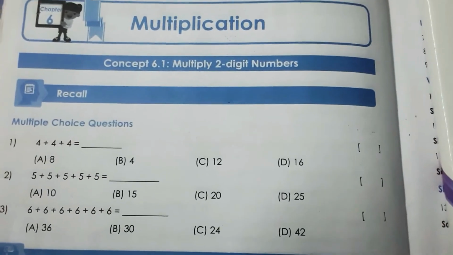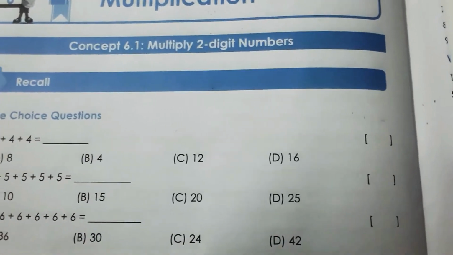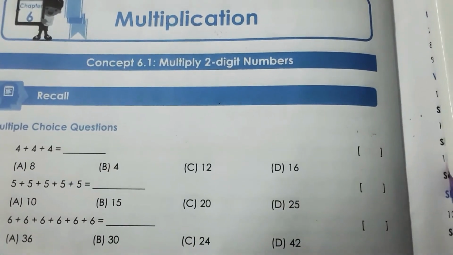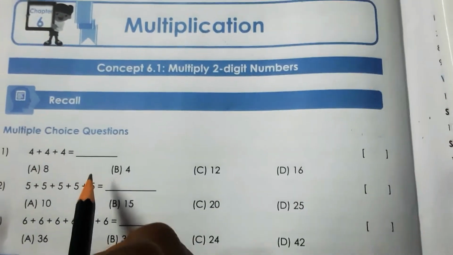Children, now we are going to discuss our workbook questions. So in your textbook page number 54, the multiplication, you can see these questions. First one, multiple choice questions.